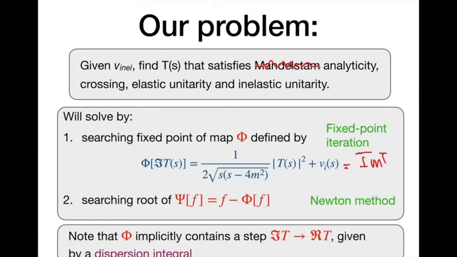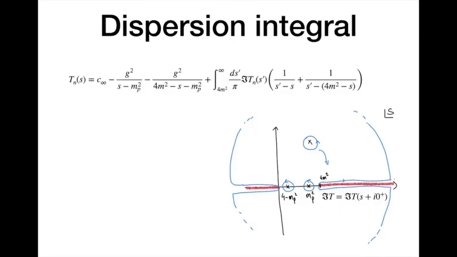And at every step, this gives you Im T at n+1, then you need to reconstruct the real part of T from Im T by doing a dispersion integral. And that's using this kind of identities. So the derivation should be standard. Let me just quickly explain it again.